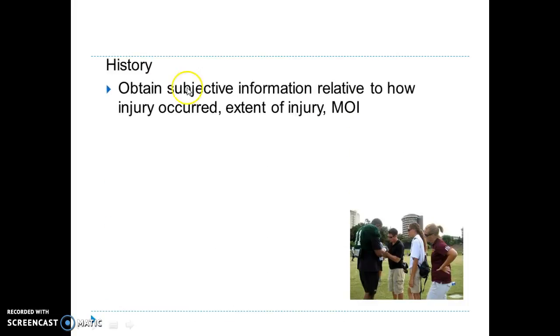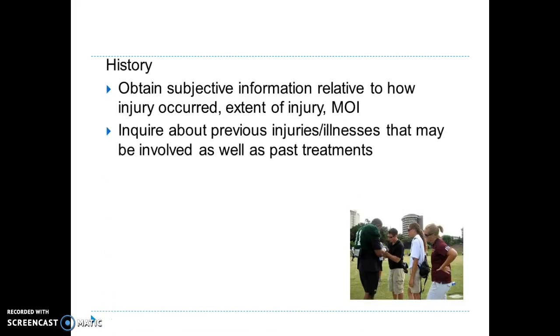All right, our history is where we're obtaining subjective information relative to how the injury occurred, the extent of the injury, the mechanism of injury, or MOI. So this is what the patient or the client is telling us about what they experienced. This is really, really crucial information because most of the time we aren't at the injury site. We didn't see how it occurred, especially if you're not an athletic trainer. For me, I may be on site watching practice and I see something happen.